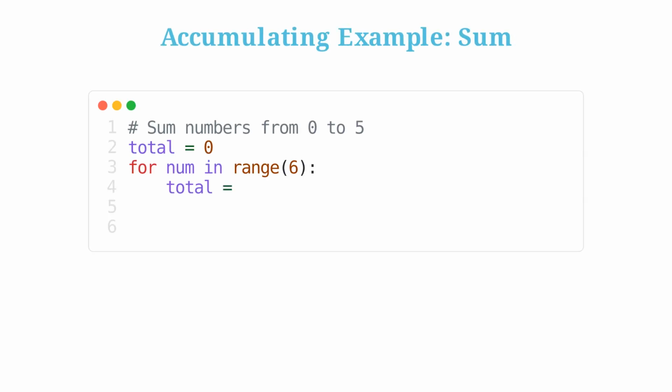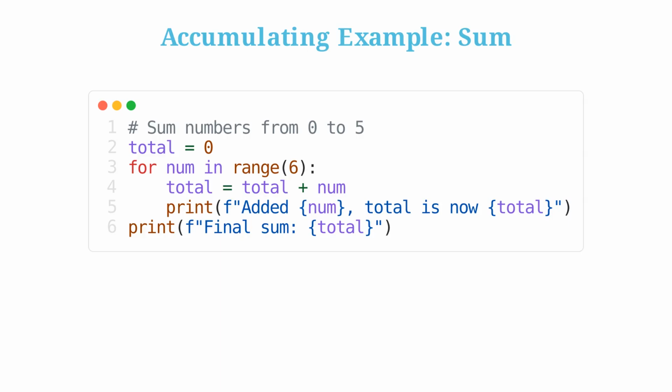Watch accumulating work its magic. We start with total equals 0. Each loop adds the current number to our total. We can see it growing, 0, then 1, then 3, then 6, and so on.